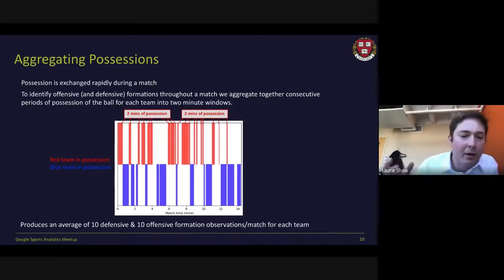And then the red bars indicate the time in which the red team are in possession of the ball, and the blue bars indicate the periods in which the blue team are in possession of the ball. And so we piece together all the red bars until we have 2 minutes, measure the formations of either team, and do that again. And in our latest version, it's more of a rolling process, rather than non-overlapping windows. But when you use non-overlapping windows, this produces an average of 10 defensive and 10 offensive formation observations for each team per match.